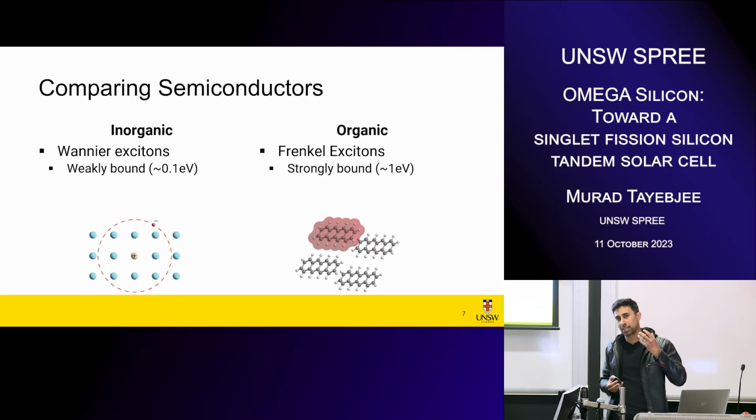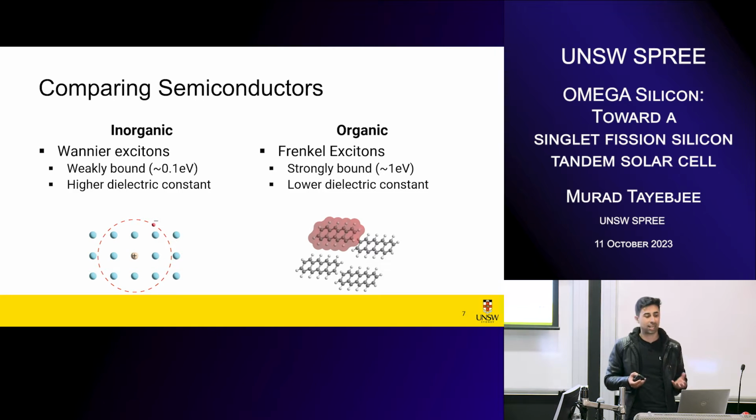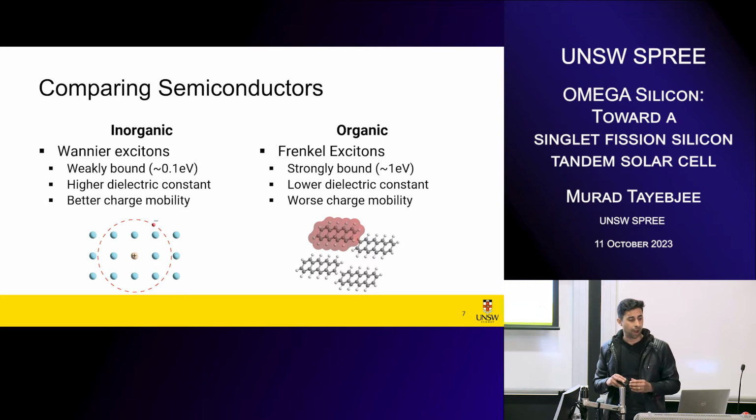And that also has implications, or actually that arises because you have a high dielectric constant in inorganic semiconductors. All right, so that's why you have this screening between your electron and hole, whereas you have a lower dielectric constant in your organic materials. And that also results in better charge mobility in inorganic materials as compared to organic materials.